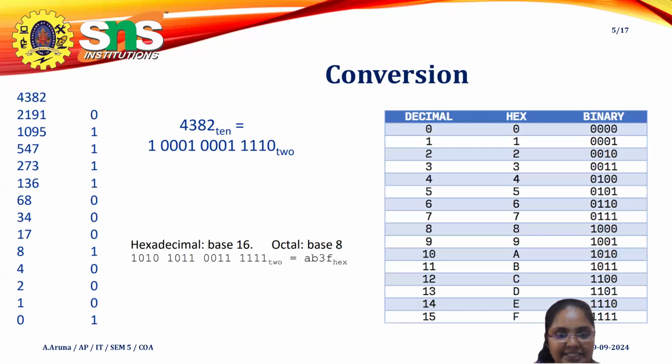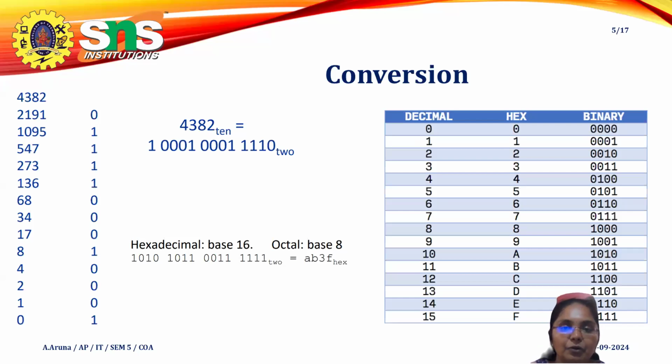Again, this value is converted into hexadecimal, which is base 16. Octal is base 8. So we are converting this into hexadecimal, base 16. For example, 1010 is the value 10, which is A. 1011 is 11, that is B. The remaining 0011 is 3 and 1111 is F. This is the hexadecimal value. In my architecture, it will be stored like this only. This is how the logic works inside our processor.